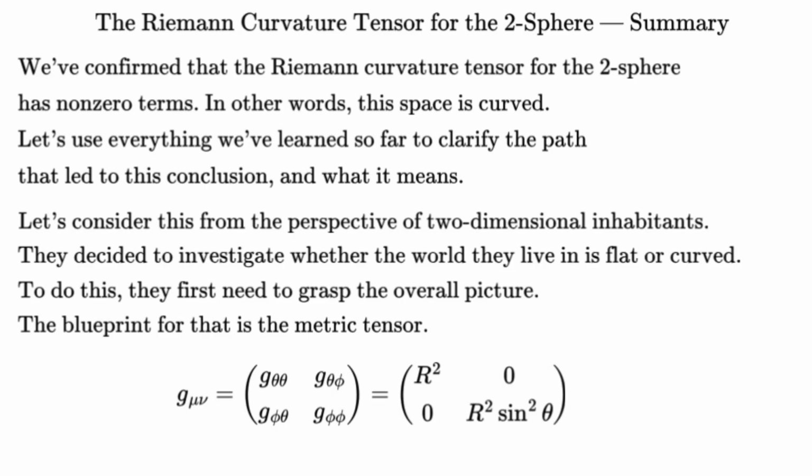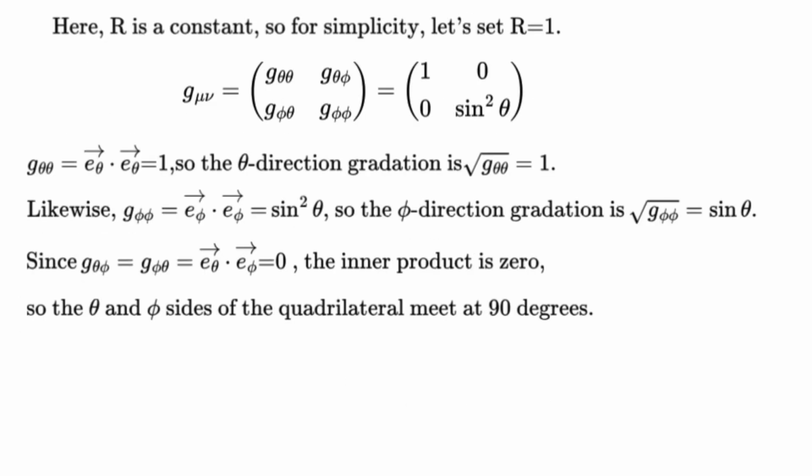Let's consider this from the perspective of two-dimensional inhabitants. They decided to investigate whether the world they live in is flat or curved. To do this, they first need to grasp the overall picture. The blueprint for that is the metric tensor. Here, R is a constant, so for simplicity, let's set R equals 1.